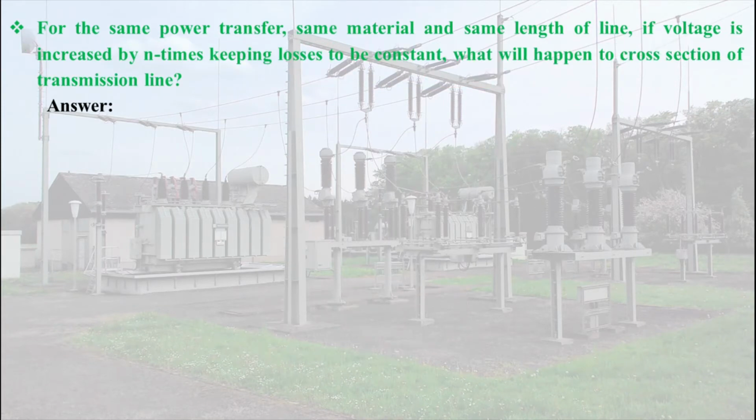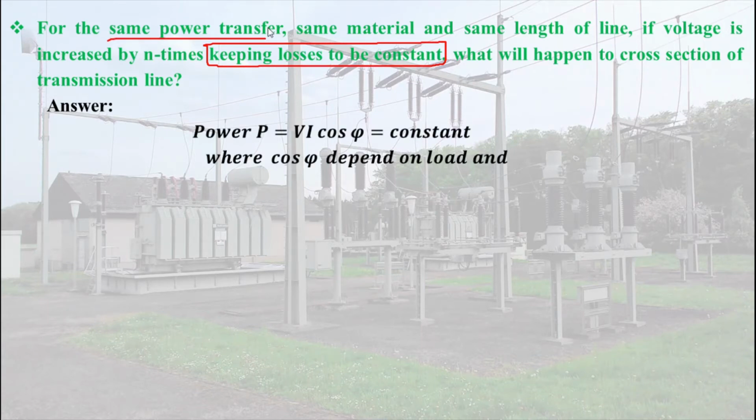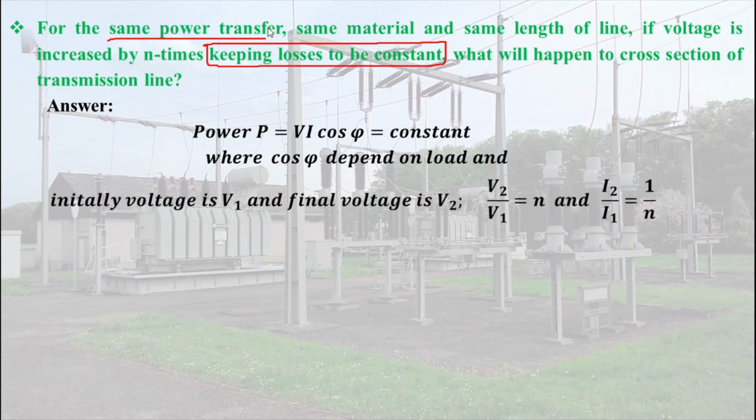For the same power transfer, same material and same length of line, if voltage is increased by n times, keeping losses constant, what will happen to the cross section of the transmission line? See, here again power is constant, but one more term is added: keeping losses constant. So for constant power P = VI cos phi, we can write V1/V2 = I2/I1, which equals 1/n. We have already derived this in the first question, so we can take it directly from there.